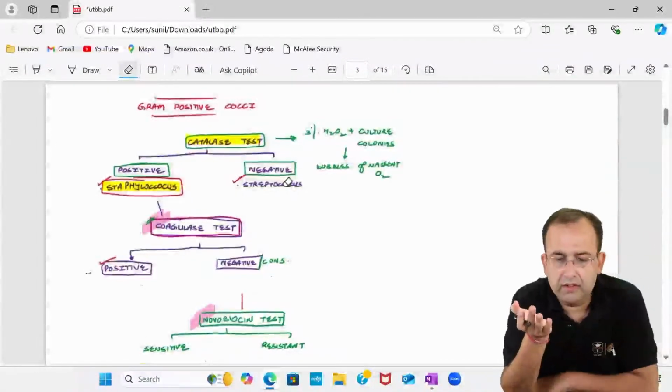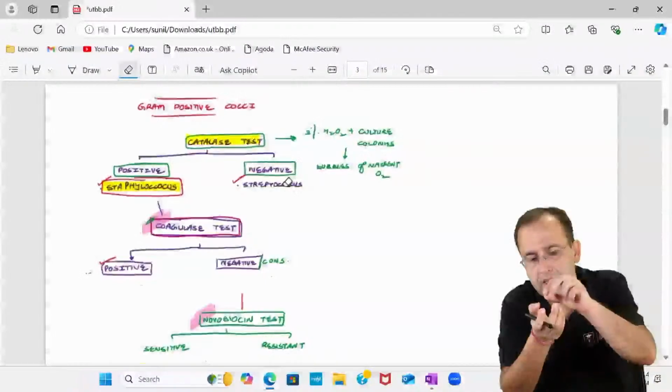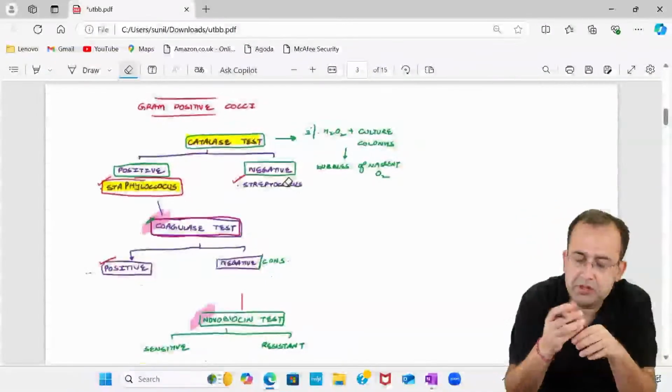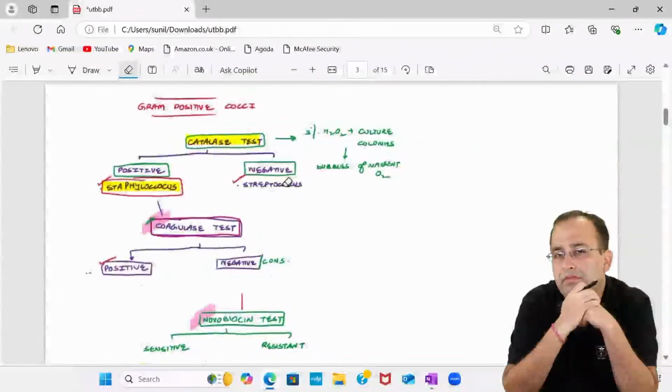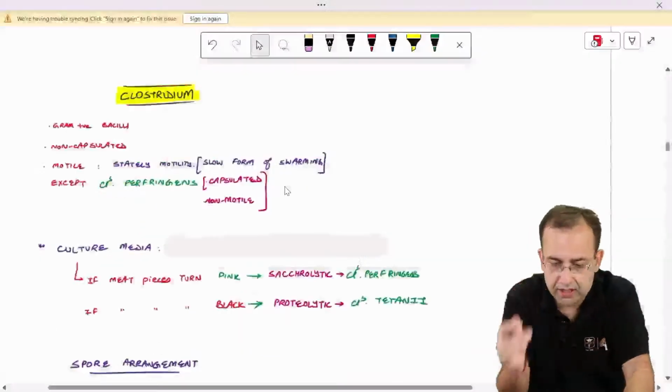What do we do in catalase? 3% H2O2. Hydrogen peroxide is added to the culture colonies and bubbles of nascent oxygen are seen. That is the catalase test.